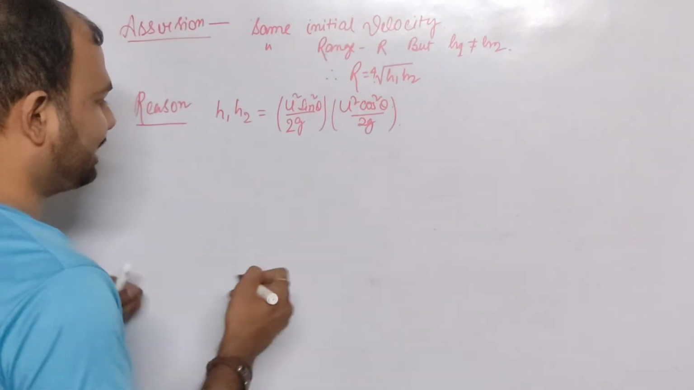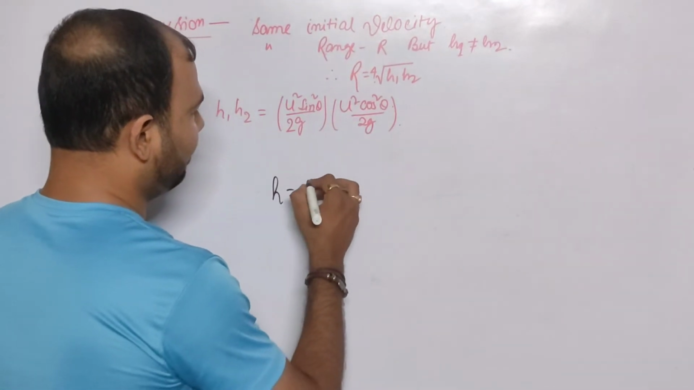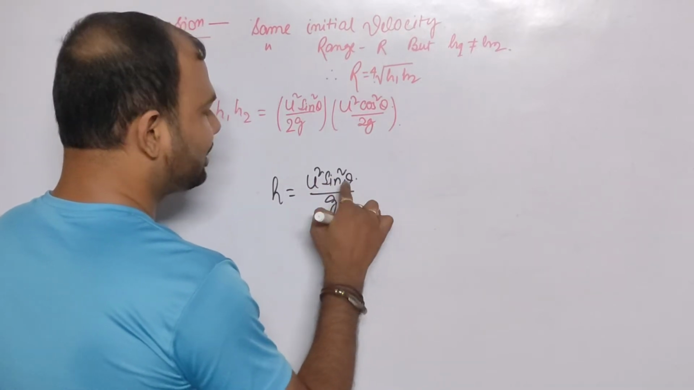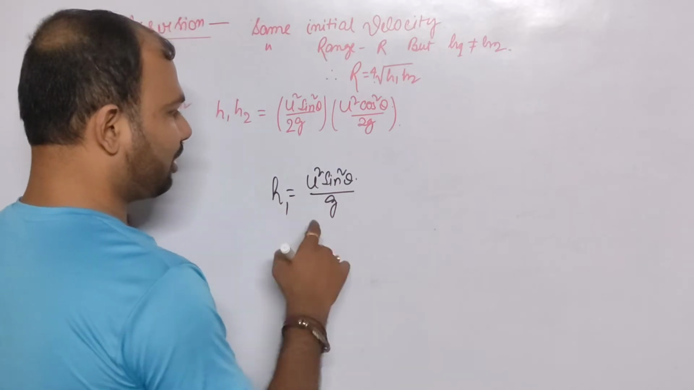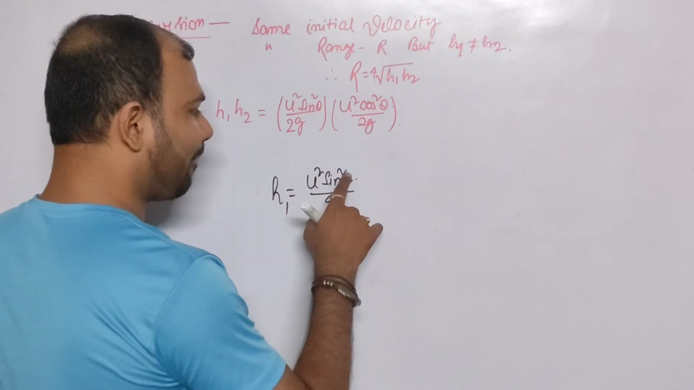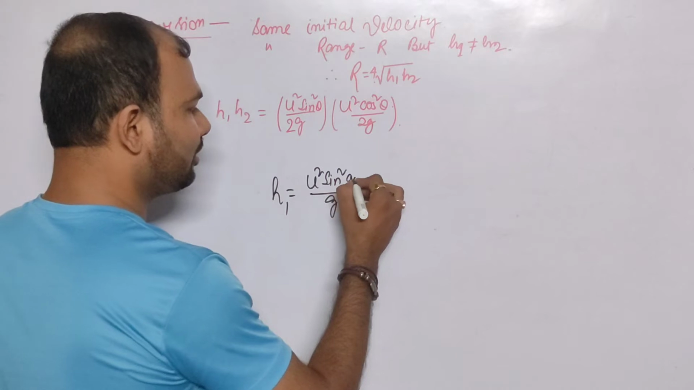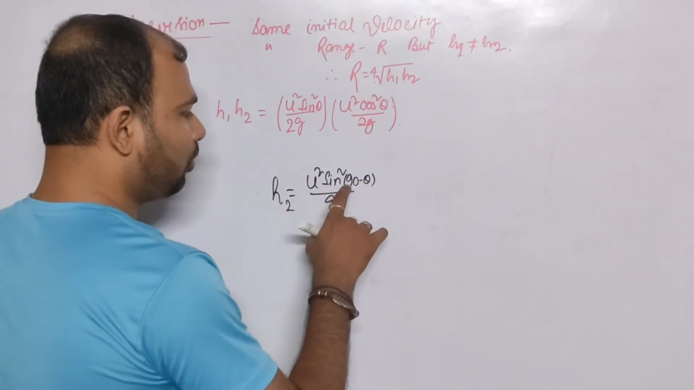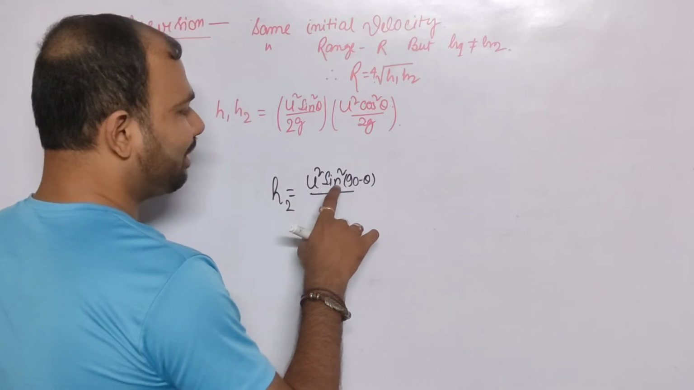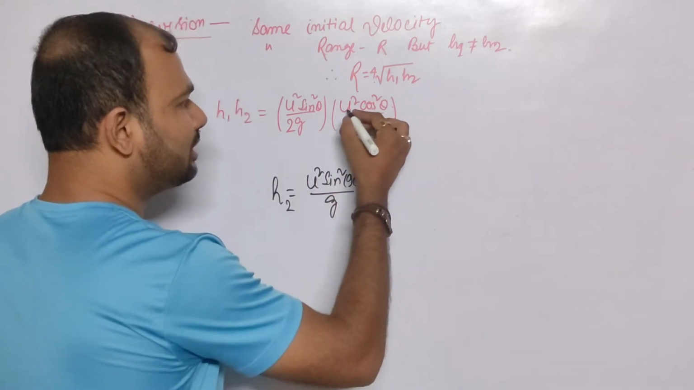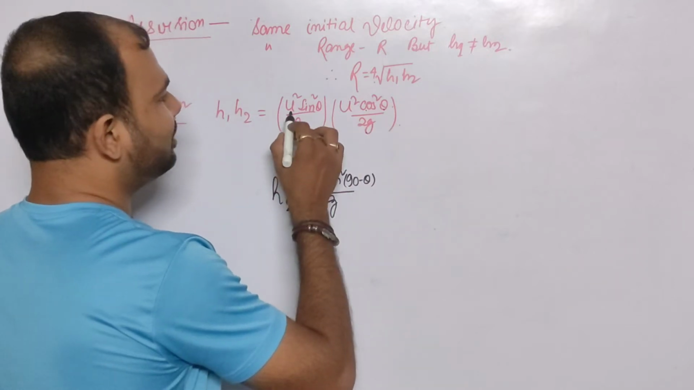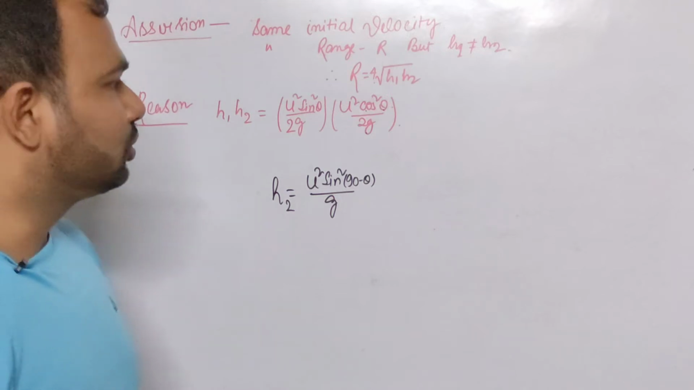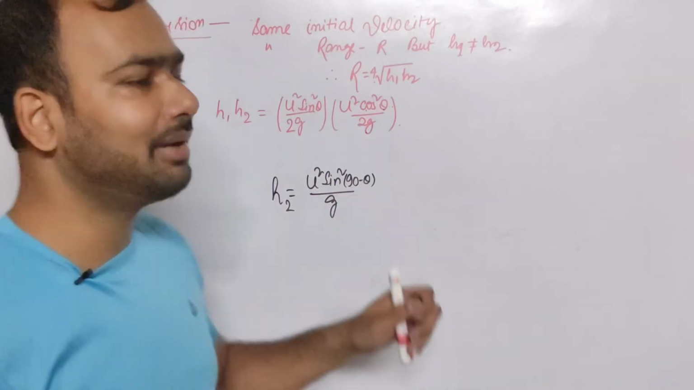If our height is u square sine square theta by 2g, if we take this as h1 and substitute theta by 90 minus theta, we can simply find h2. So what happens? Sine of 90 minus theta is cos theta, so that is u square cos square theta by 2g, and the other is u square sine square theta by 2g. That means the reason is correct.